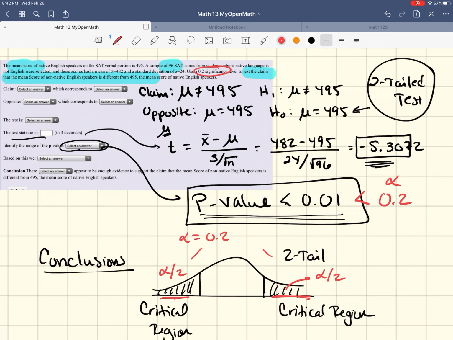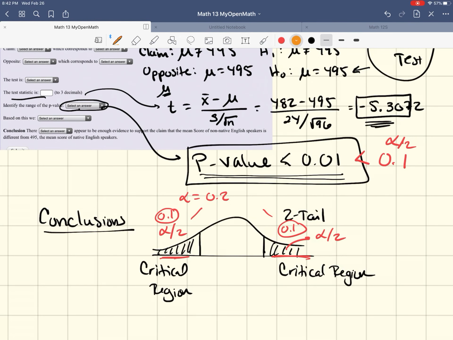Each one of those would be 0.01, because we're dividing alpha by 2. Alpha over 2 would be 0.01. Let me fix that. The p-value of 0.01 that we got would be less than the 0.01 we have for our alpha over 2. That means that we are in the critical region, which would mean we reject the null hypothesis. So remember, you always reject the null hypothesis if you're in the critical region.